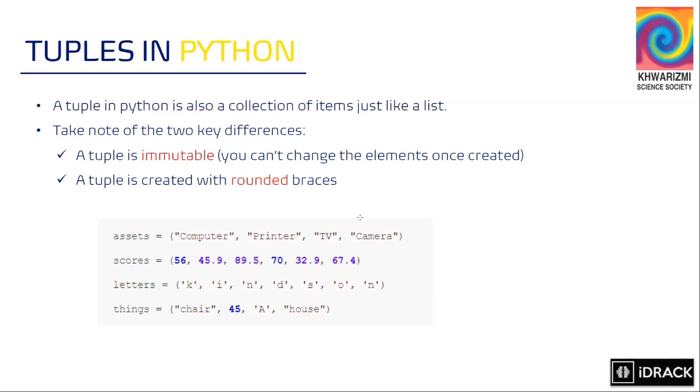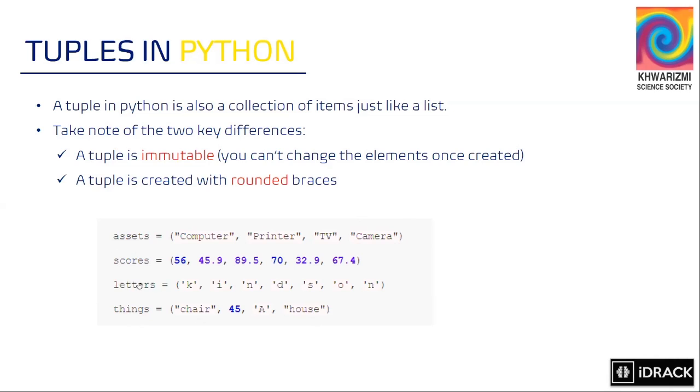For a list, you can change any of the contents at any time, and you can delete and add contents to it. But once you've created a tuple, you can't change its contents. So you have to be careful when you're making it, because you can't change it later. And as far as syntax goes, a list, as you remember, was created using square brackets, but a tuple is created using round brackets or parentheses.